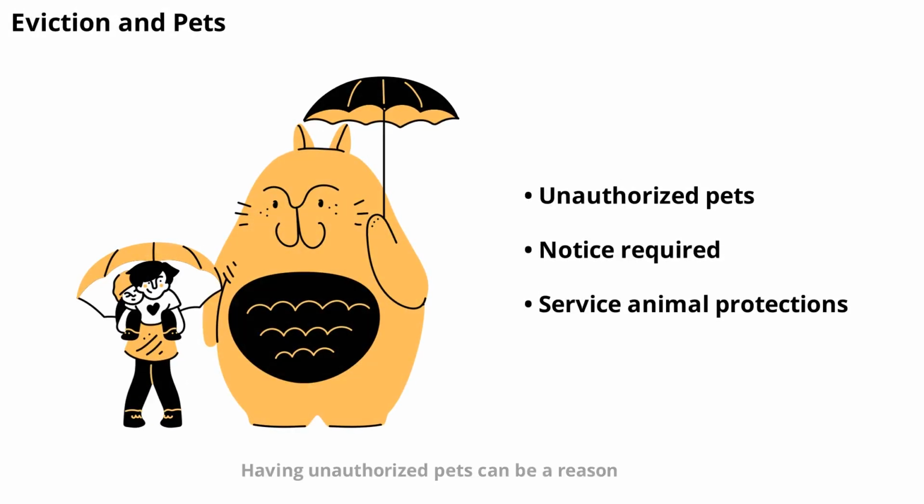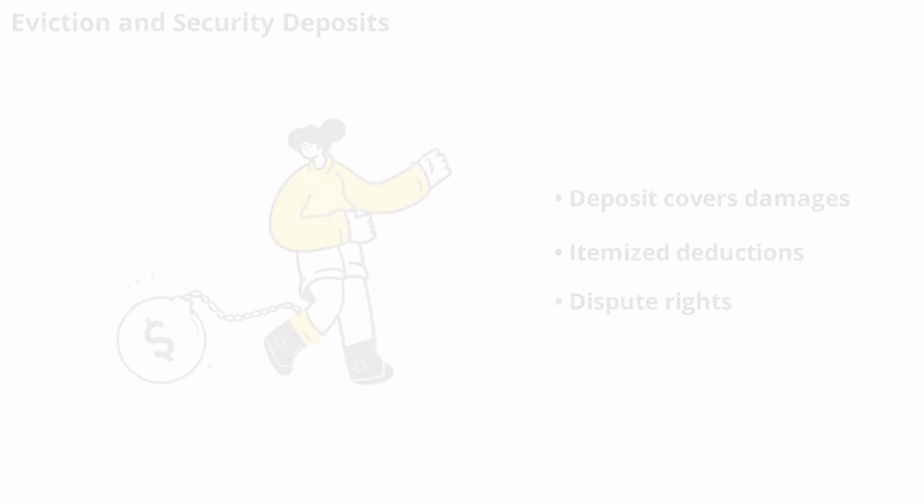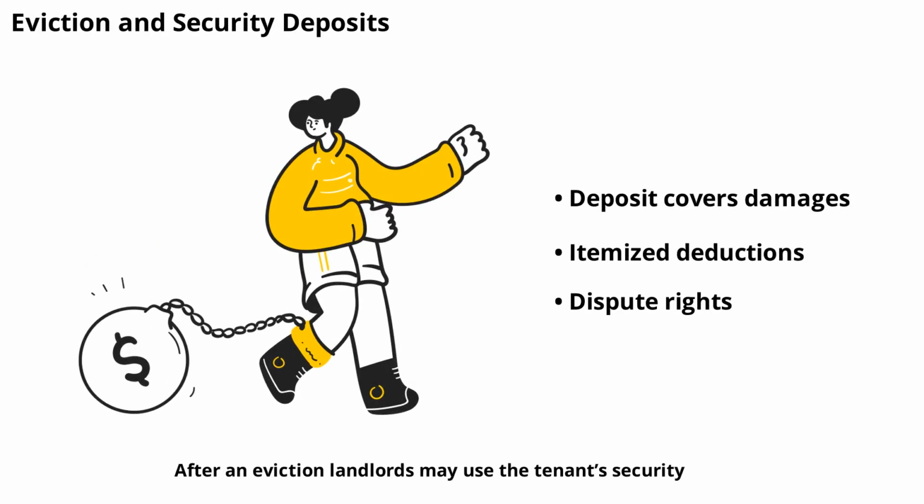Having unauthorized pets can be a reason for eviction if the lease prohibits animals. Landlords must still follow the legal process, providing notice and an opportunity to remove the pet or correct the violation. Some laws protect tenants with service animals or emotional support animals, so it's important to know your rights and responsibilities regarding pets.